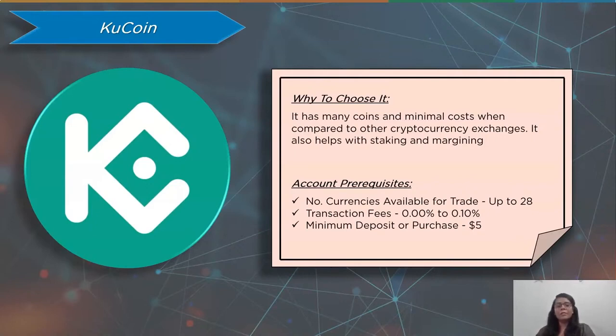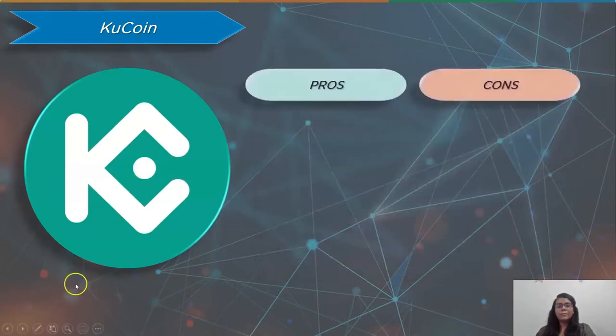Now let's have a look at the account prerequisites for KuCoin. So KuCoin offers only up to 28 cryptos for trading with a very small transaction fee ranging between 0.00 to 0.10%. Also, coming to its minimal deposit or purchase, the price is merely $5. Now let's have a look at its pros and cons.